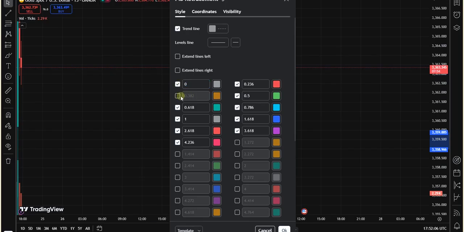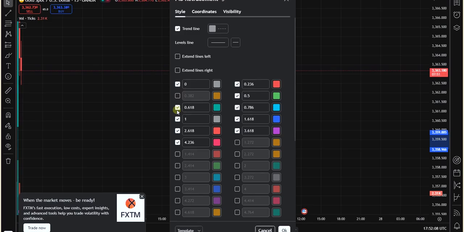0.382, you uncheck it. 0.618, you leave it checked. Then change it to 0.2. So this one, leave it checked as well. You see this 2.618, uncheck it. Then 4.236, uncheck it as well.